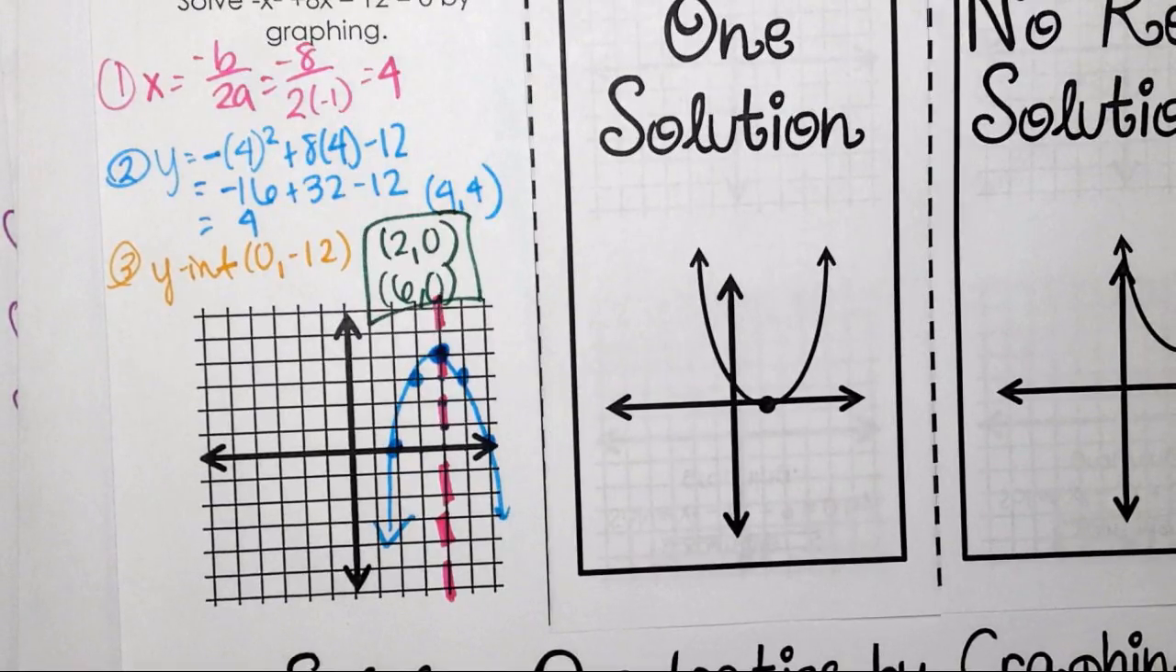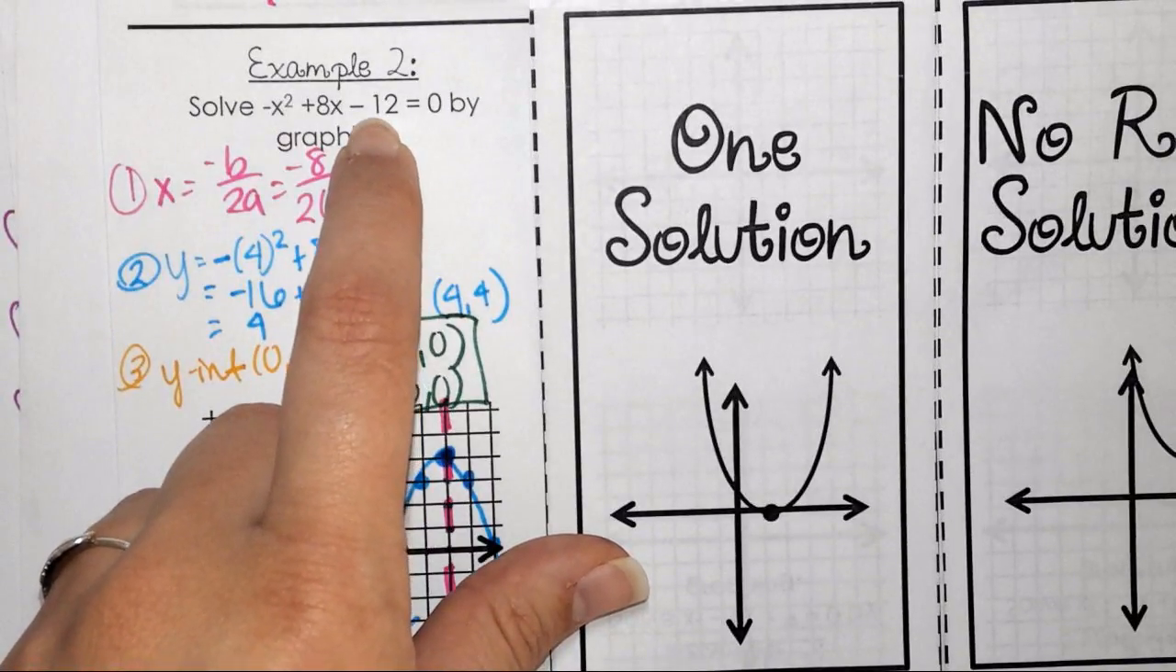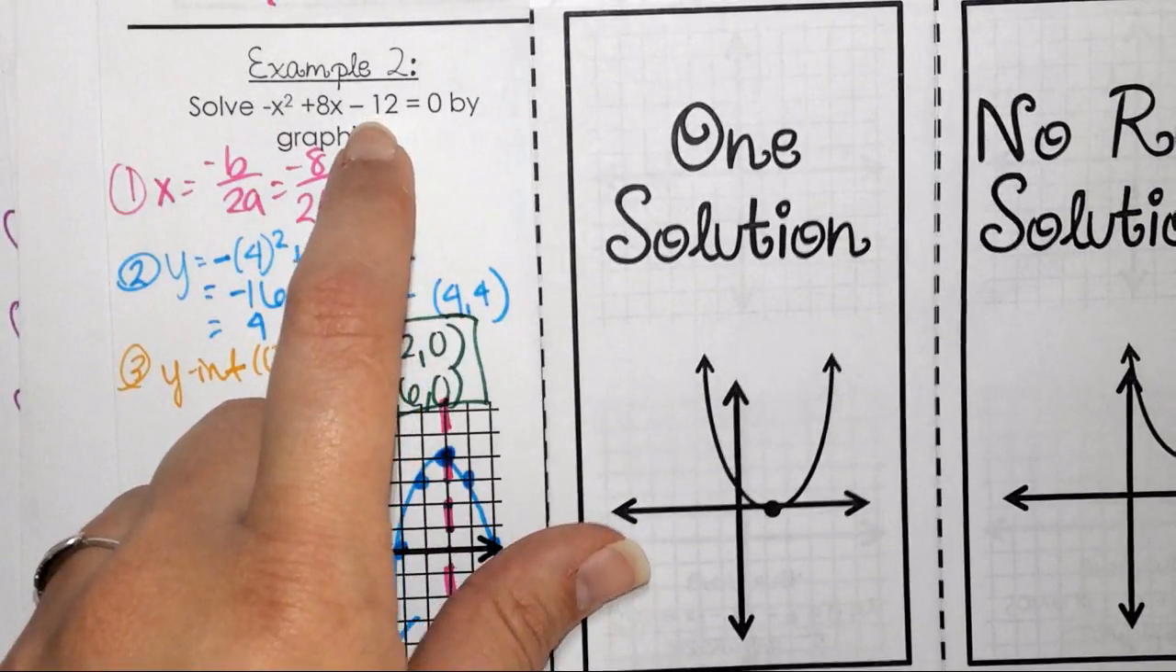What are you confused on? Can you show me how you add negative 12 because it's for the y-intercept? Your y-intercept is always your constant.